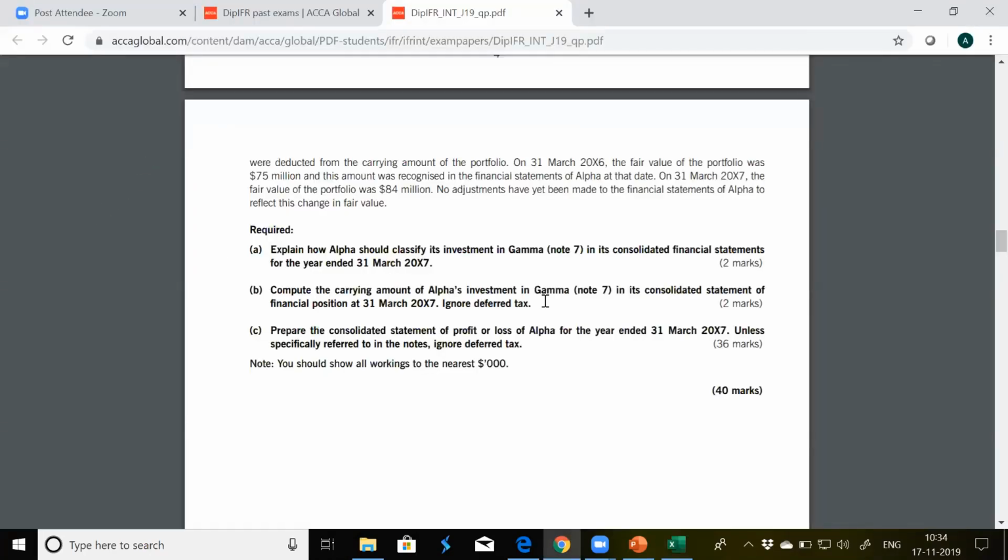Compute the carrying amount of Alpha's investment in Gamma in its consolidated statement of financial position as at 31st March. Ignore deferred tax. This is a thank you line. Prepare consolidated statement of P&L for Alpha unless specifically referred to in the notes.